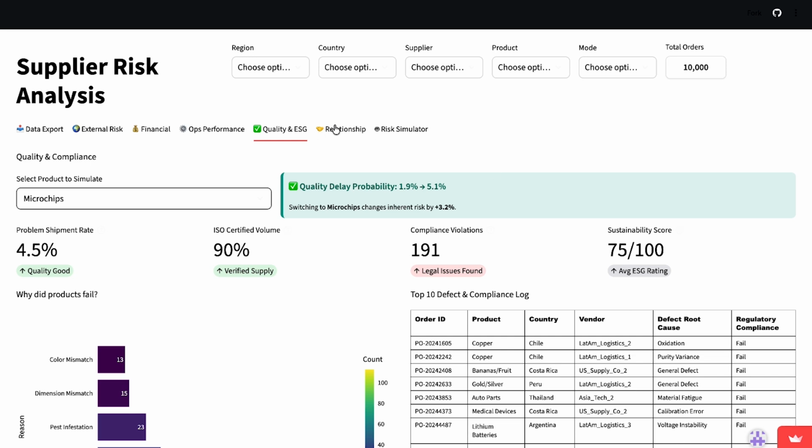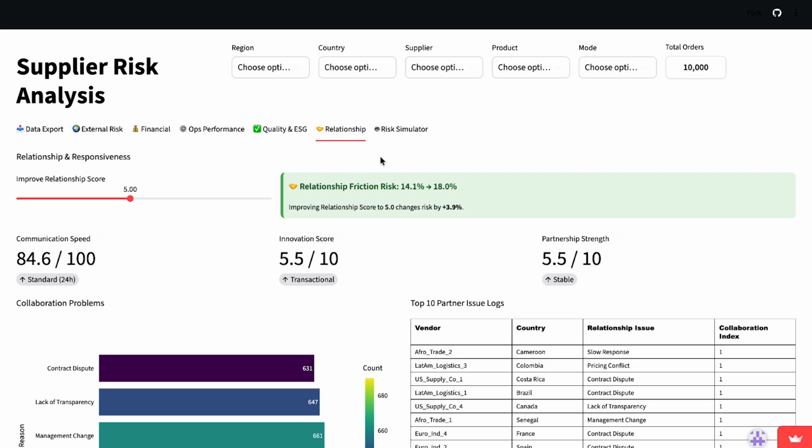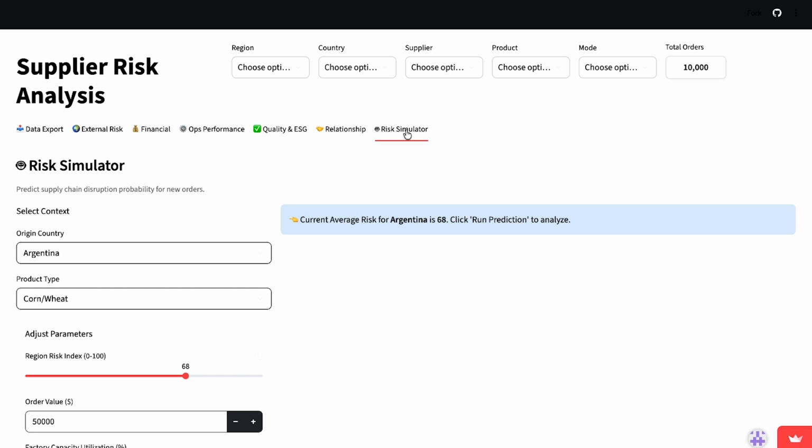Next, relationship. Here we have partnership strength, which is the only signal that can reduce risk. If you see here, the partnership strength is at 5. When I drag it to 9, the model immediately subtracts 14.1% from the risk probability because a stronger partnership can solve some problems. Finally, risk simulator.